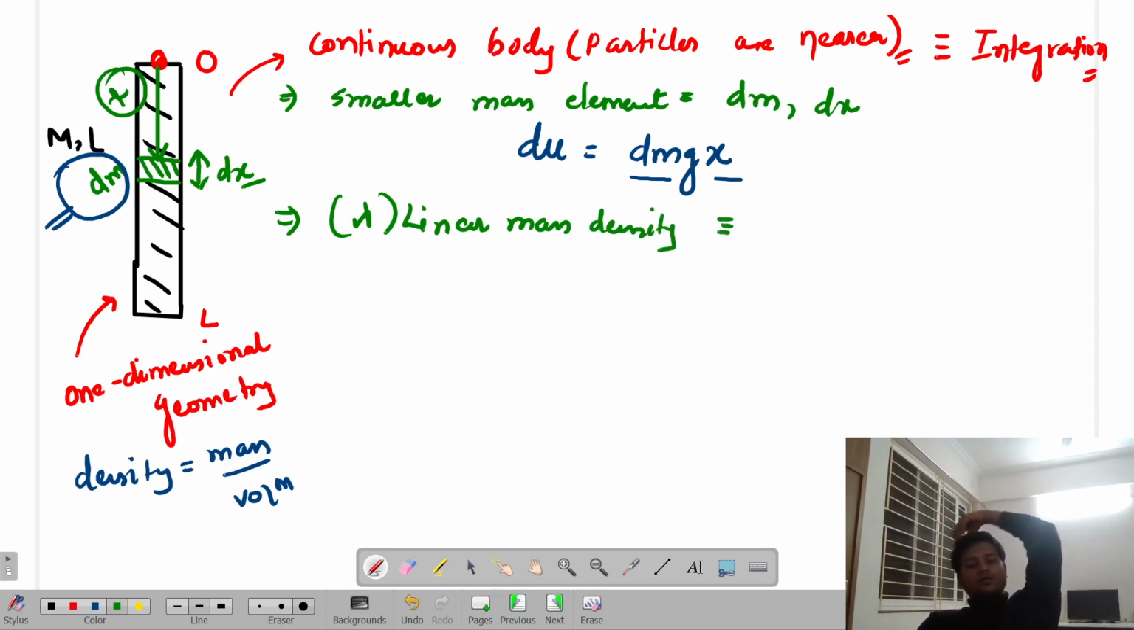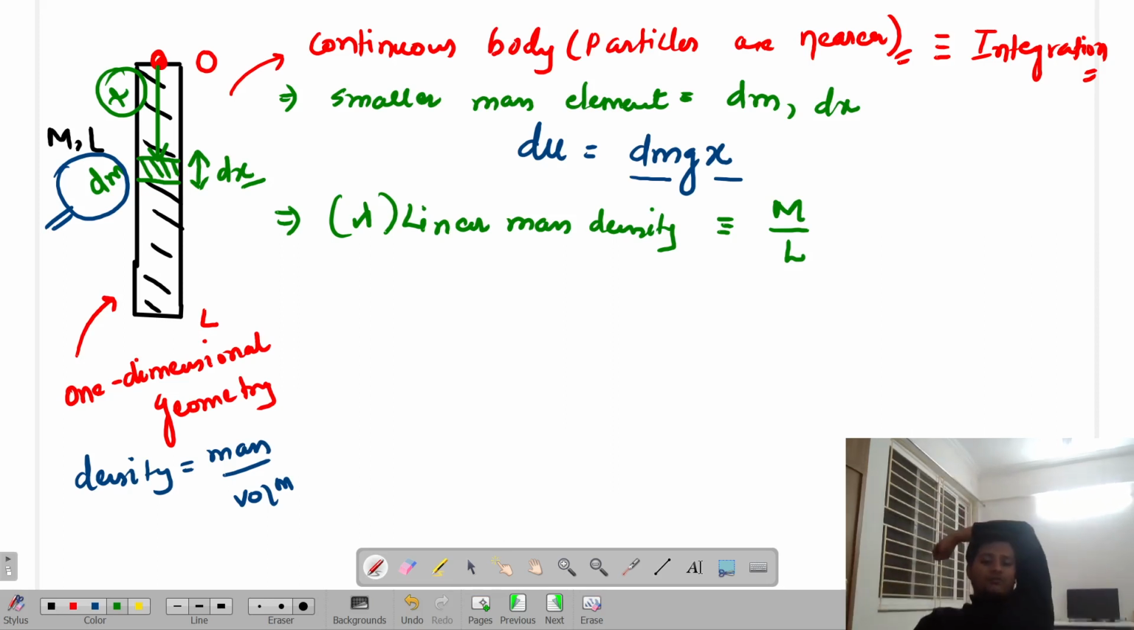You call it linear mass density. And that's why lambda is equal to M by L, because the volume of the rod is exactly equal to its length. We are not doing anything new. We are just keeping the density: density is equal to mass by volume, but here volume is length L, so I start calling it linear mass density. Are you able to get me?